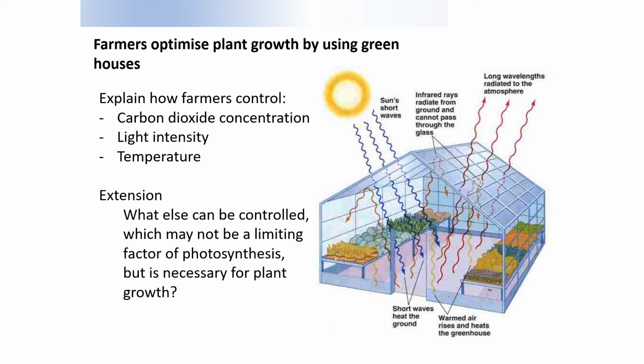Explain how farmers control these 3 factors: carbon dioxide concentration, light intensity, and temperature. And then what else can be controlled which may not be a limiting factor of photosynthesis rate, but is essential for plant growth. Let's pause the video and try yourself now.